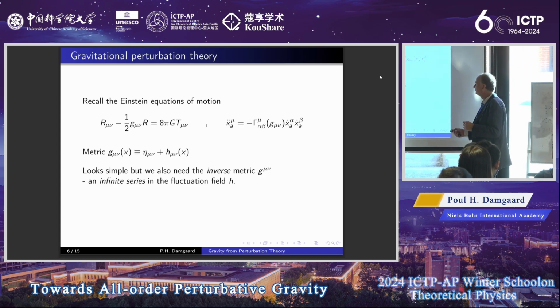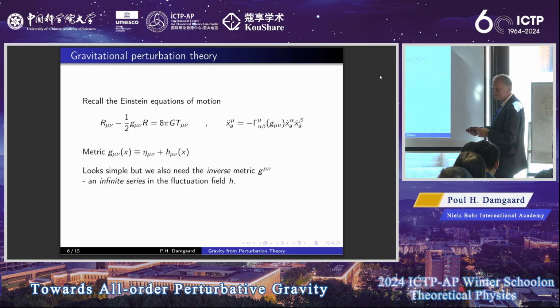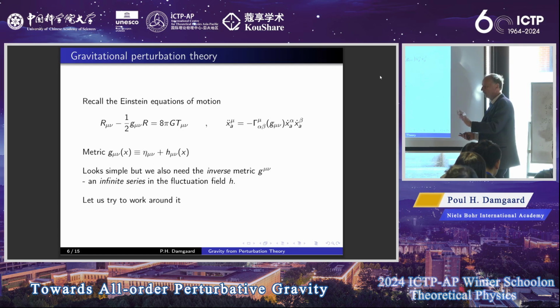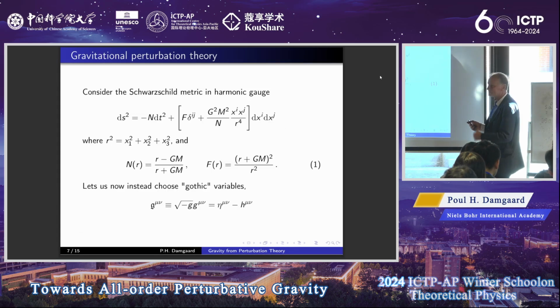If you write it in terms of just the inverse metric, it looks beautifully simple. It's the Einstein tensor on the left-hand side of this equation. But once you start introducing perturbation theory and include the inverse metric, it blows up. You get an infinite number of terms. And we're going to work around that. So we're going to use a trick to get around that. That's one of our ways to calculate the Schwarzschild metric in perturbation theory, but there are nice tricks as well.